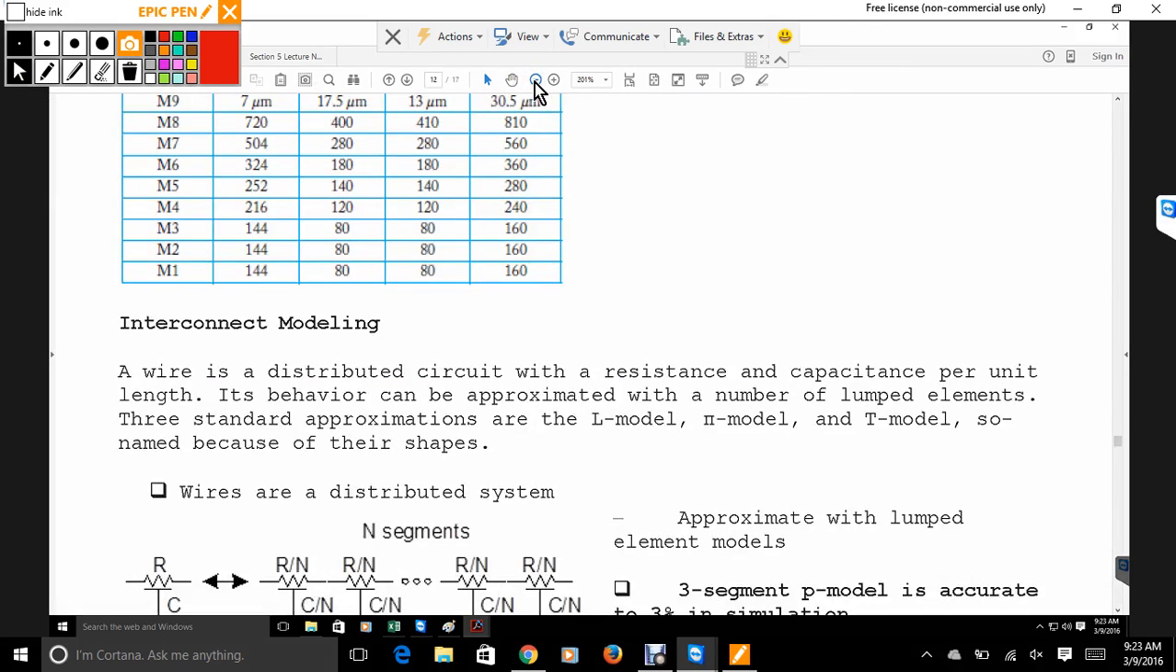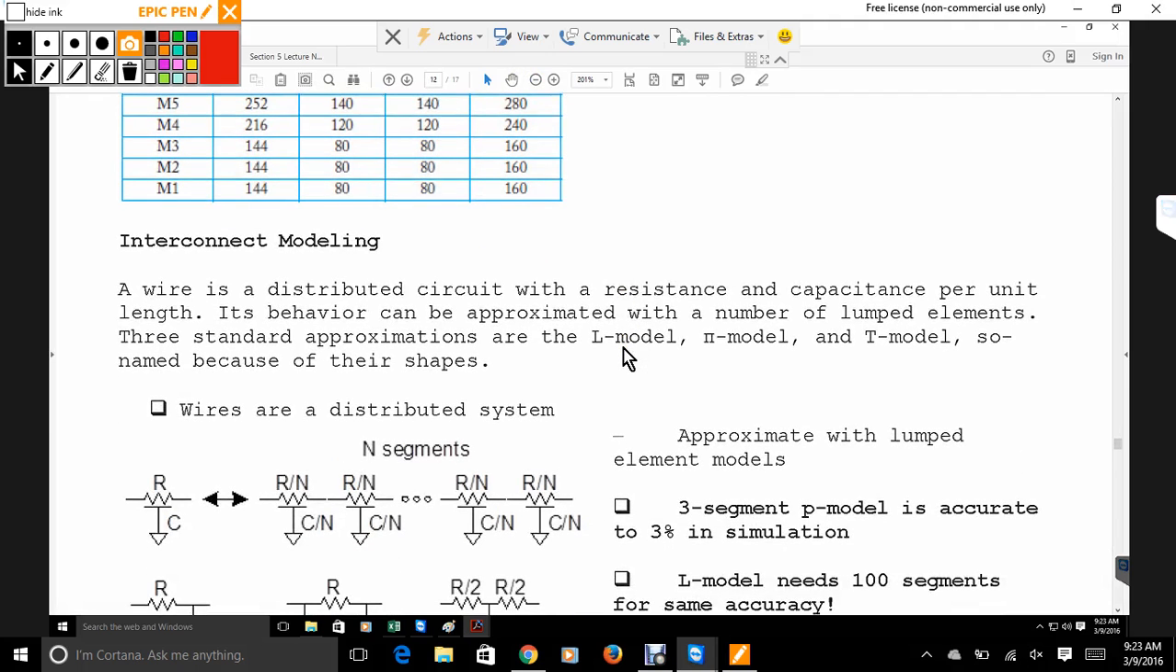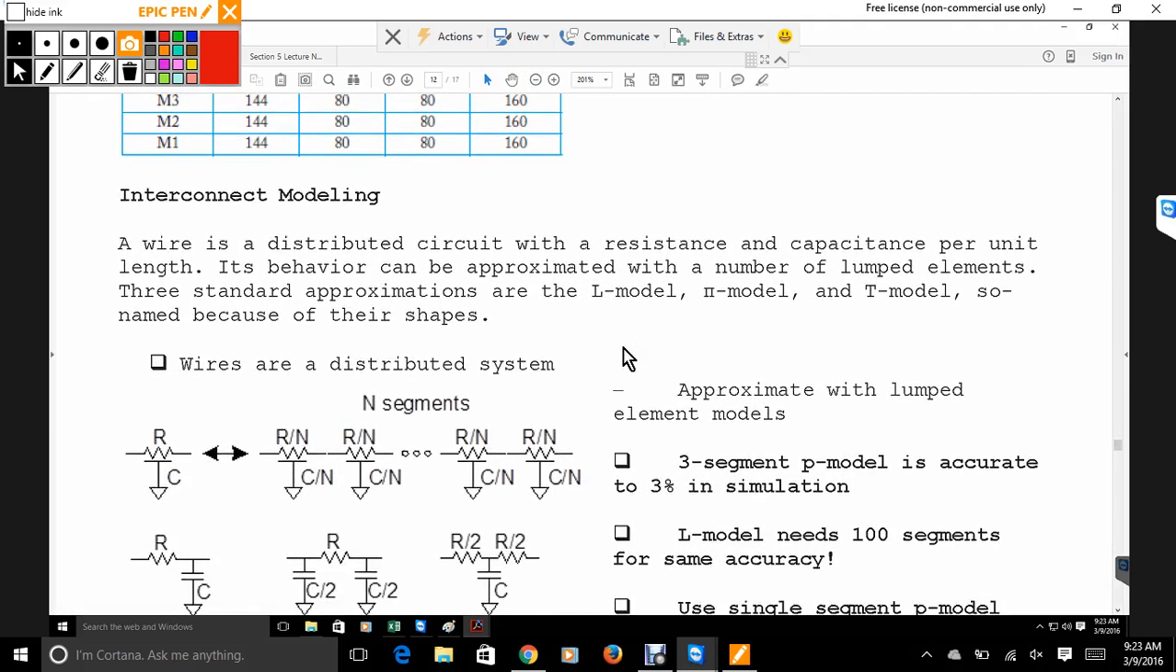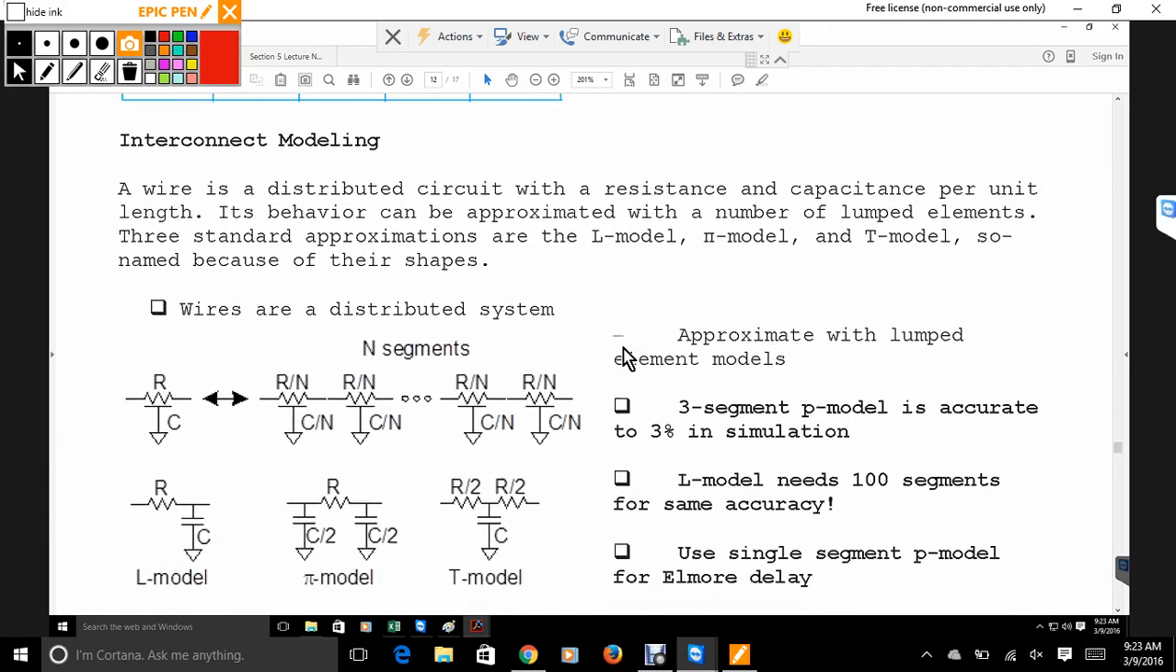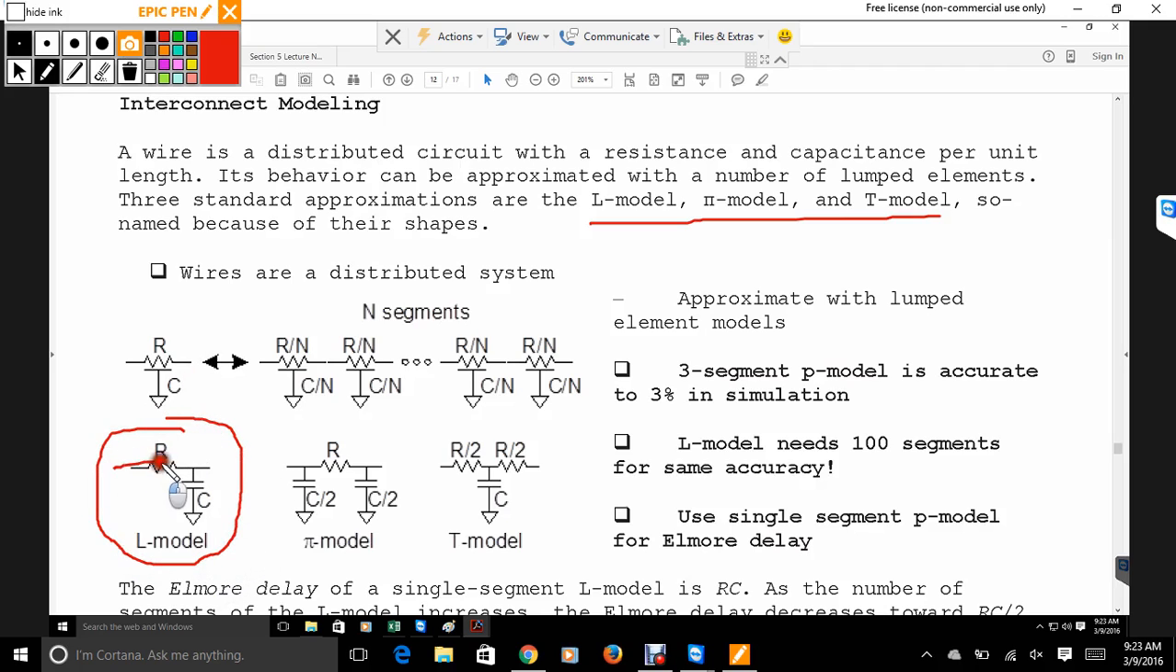All right, so in order to do that, we're going to do some RC network designs. Wires can be considered a distributed system, and there are 3 different types of models here: the L model, the pi model, and the T model. The L model looks like an L, the pi model looks like pi.